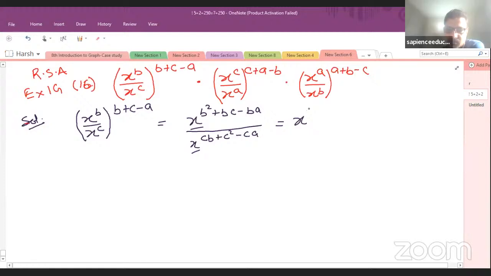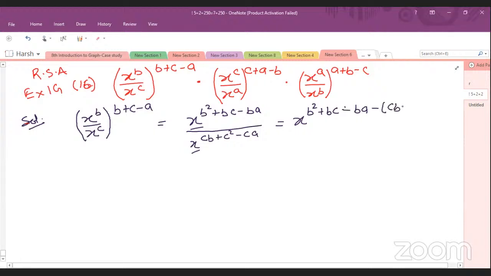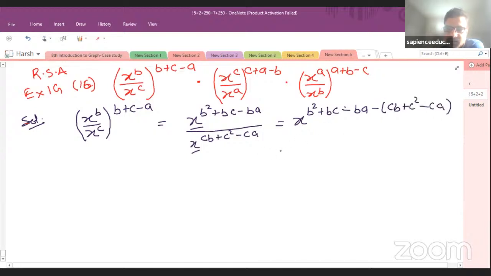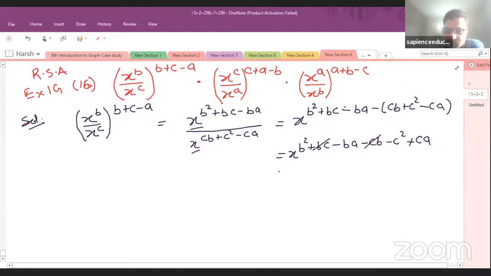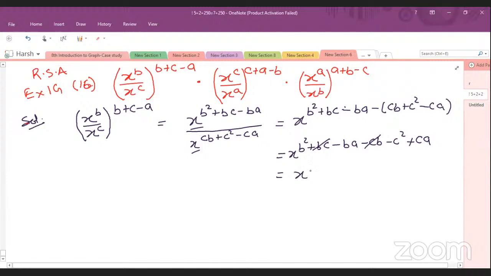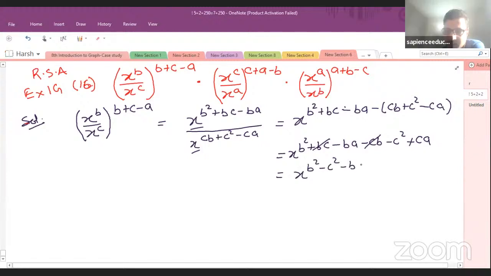Correct, Mohit. So b square plus bc minus ba, then minus cb minus c square plus ca. So we can write this as x to the power b square plus bc minus ba minus cb minus c square plus ca. So this and this get cancelled. What is left out? The final thing left is x^(b square minus c square minus ba plus ca).